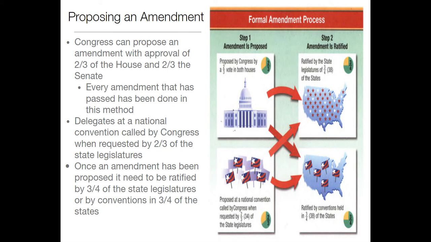Once an amendment has been proposed, it needs to be ratified by 3/4 of the state legislatures or by conventions in 3/4 of the states. So 75%. So again, just re-emphasizing the process of proposal: 2/3 needed to propose by either Congress or state conventions called by Congress, then ratification. Then it goes for approval by the states or by conventions of the states, needing a 3/4 vote, 75%.